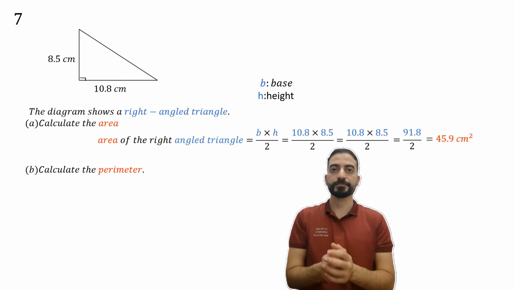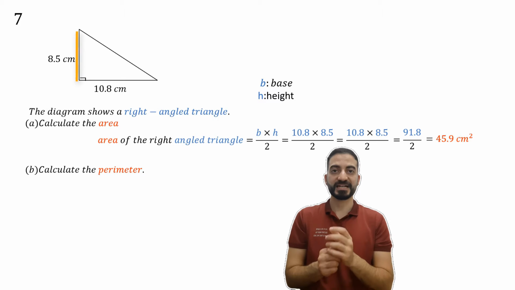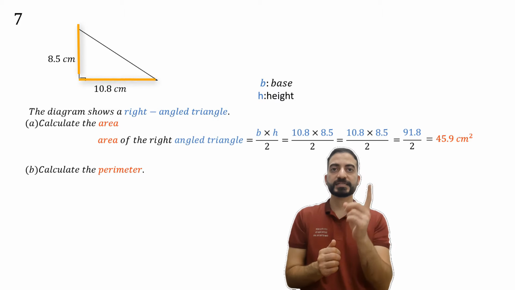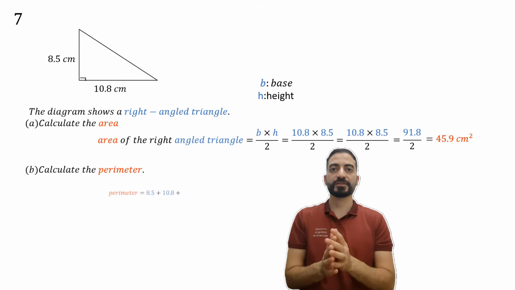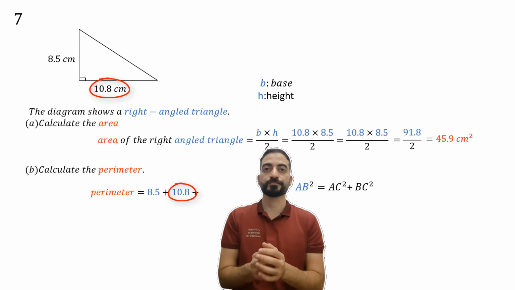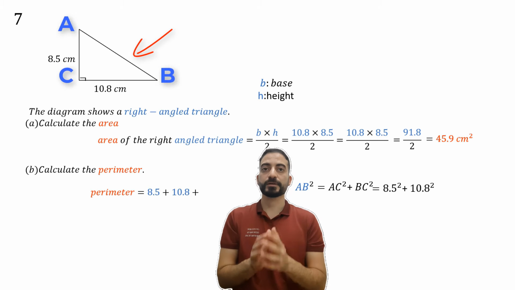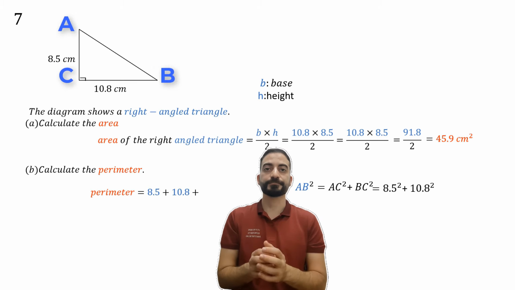We now move to part B. Calculate the perimeter. That is, we must add the length of this side plus this side plus this side. This side is 8.5 centimeters long, and this side is 10.8 centimeters long. As for this one, we can get its length through the Pythagoras theorem.